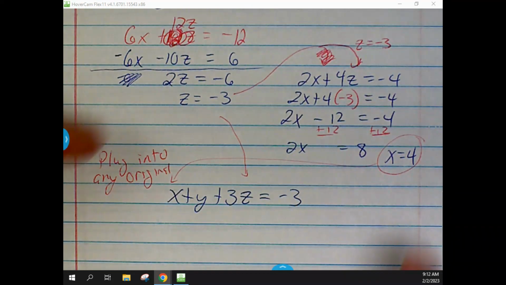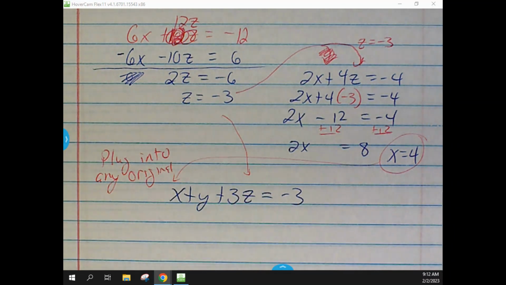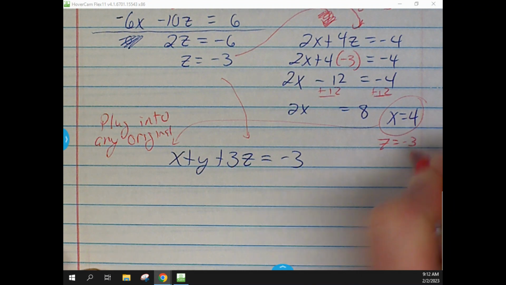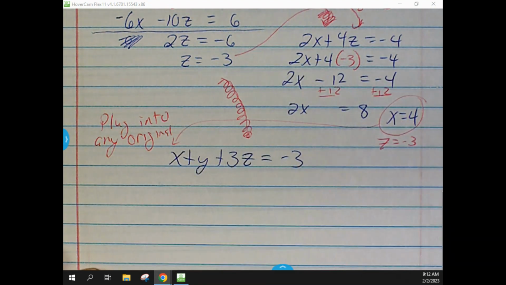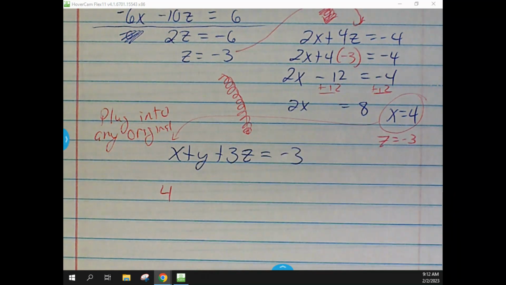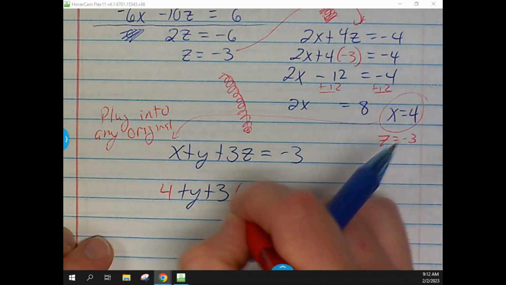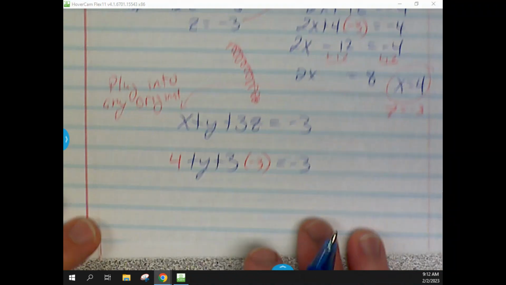So once you've got this system solved and we've got the 4 and the negative 3, you can take those two values and plug it back into the original just to see what you got. Okay, so we've got x is 4. We don't know what y is. z was negative 3. And that's going to equal negative 3.